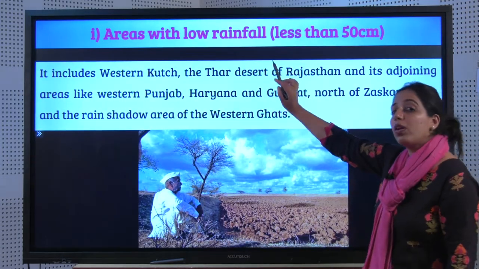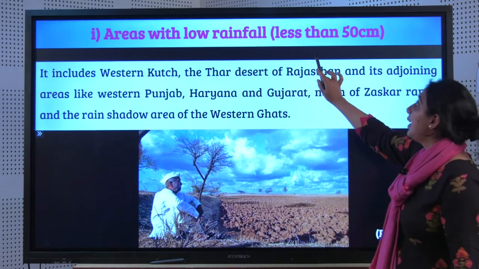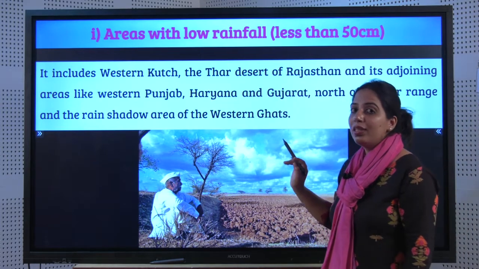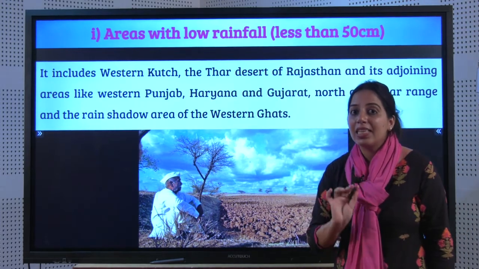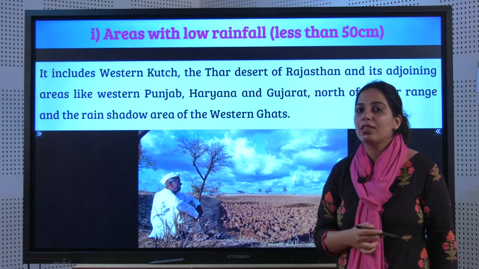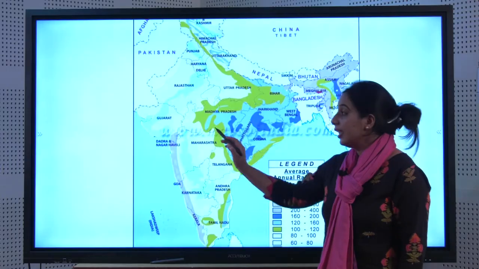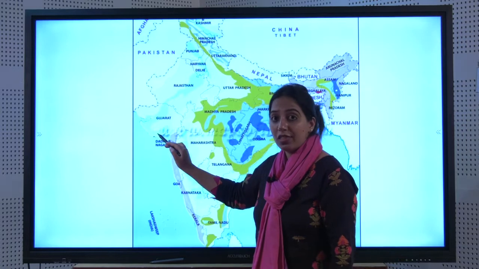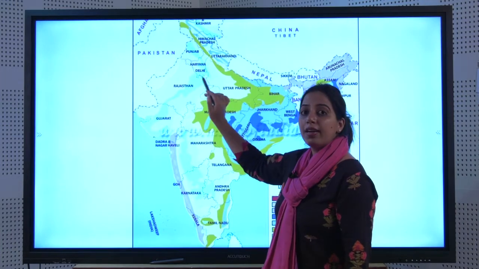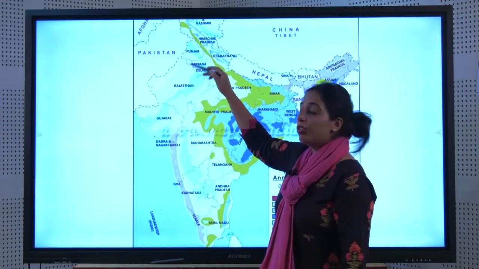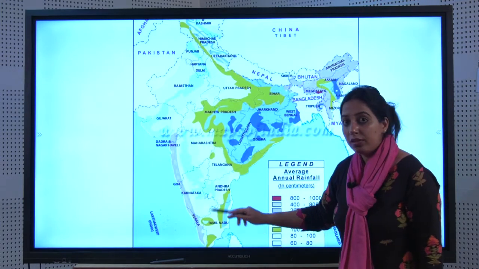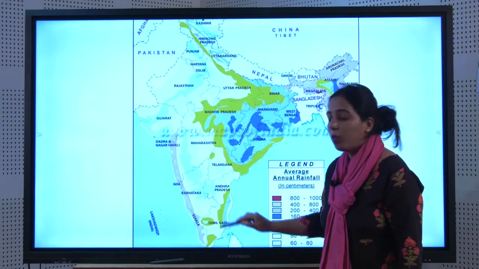Areas with low rainfall. What is the definition of low rainfall? Less than 50 centimeters. What are the regions that are included? Open your maps. Yes, you are going to look at the map with me as I call out the regions. First, the regions are Western Kutch, the Thar Desert, parts of Punjab and Haryana. There is the Zaskar Range, the northern part of the Zaskar Range. And when we come to the south, the rain shadow area of the Western Ghats.